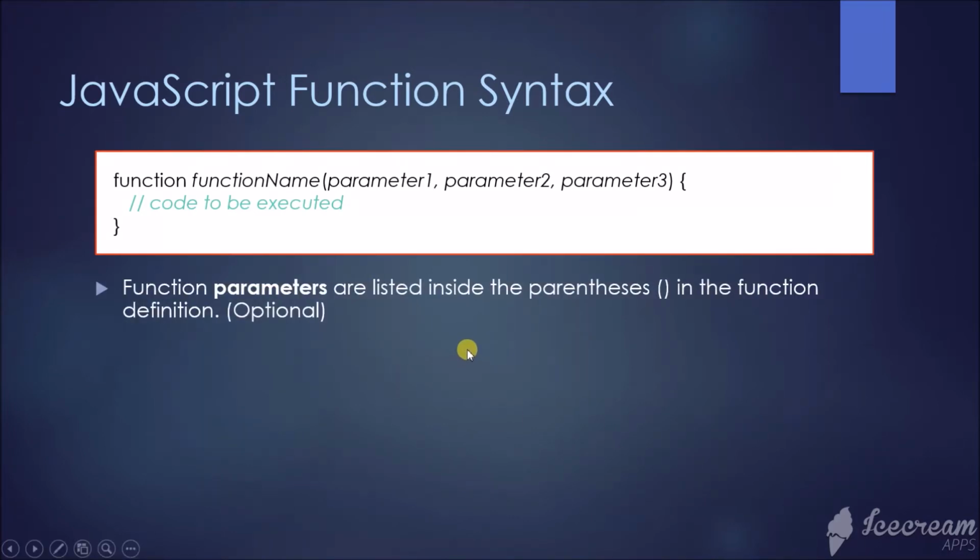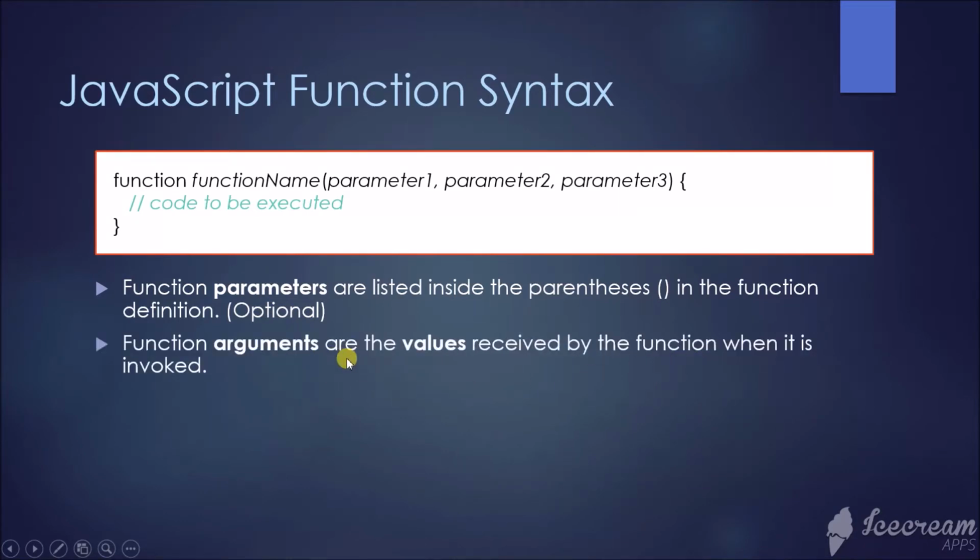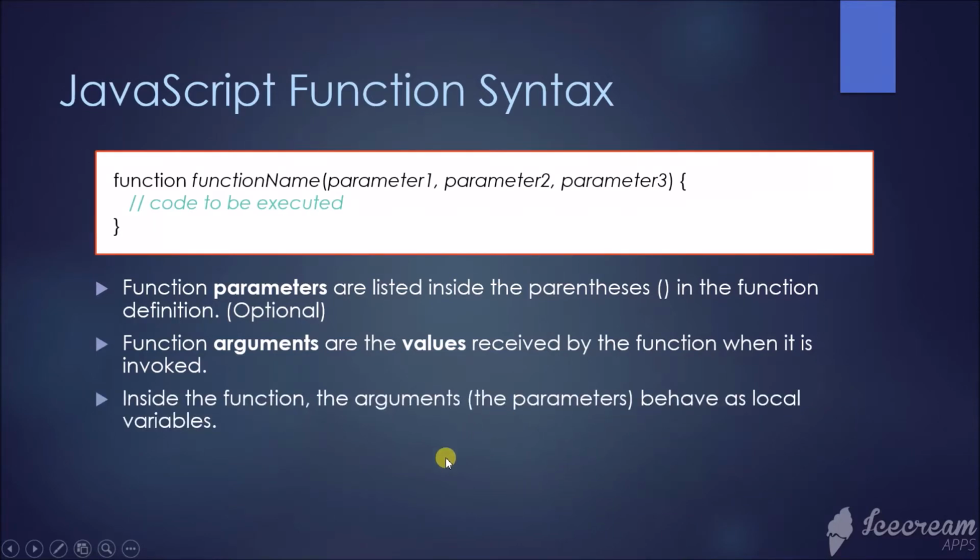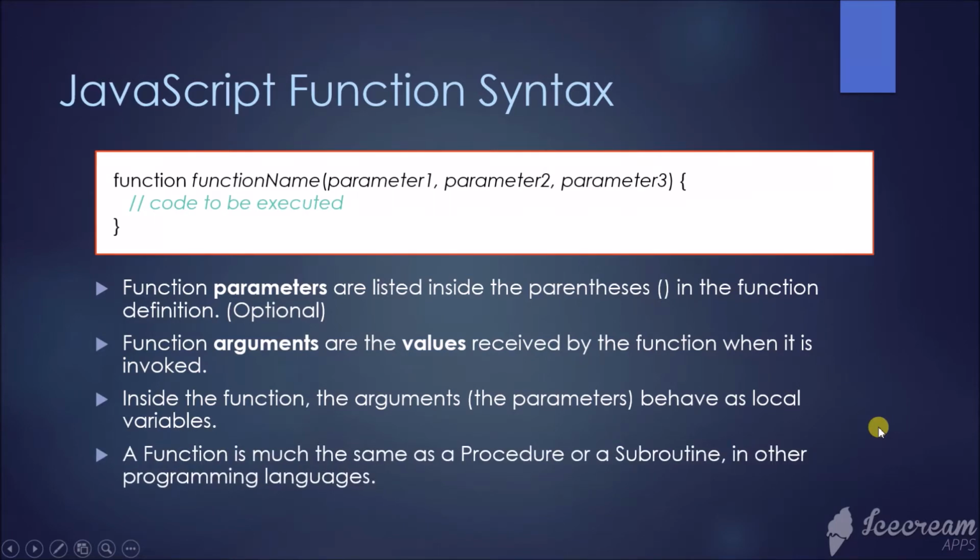Okay, so function parameters are listed inside the parentheses in the function definition. So basically, it's optional. Function arguments are the values received by the function when it is invoked. Later on, we will talk about how we invoke or call a function. Then, inside the function, the arguments or parameters behave as local variables. Okay? Then a function is much the same as a procedure or a subroutine in other programming languages. Okay guys?